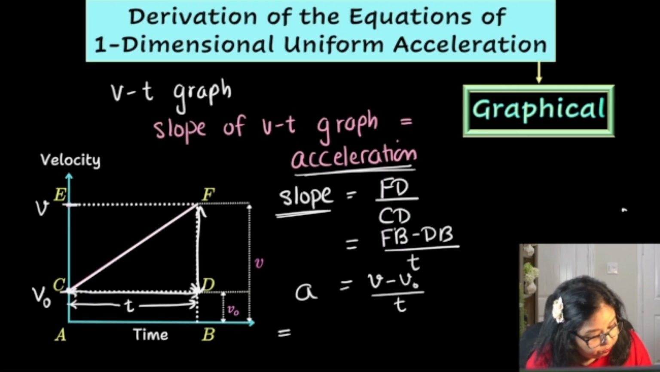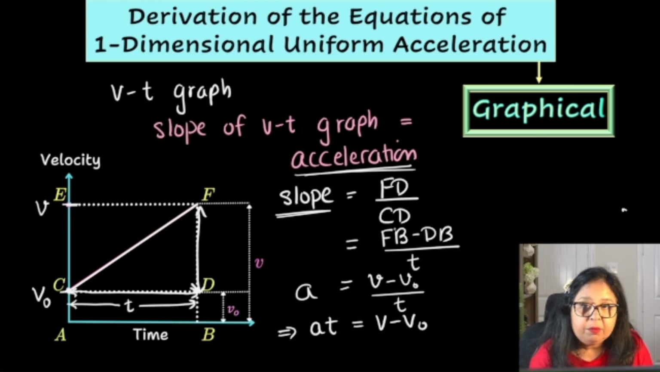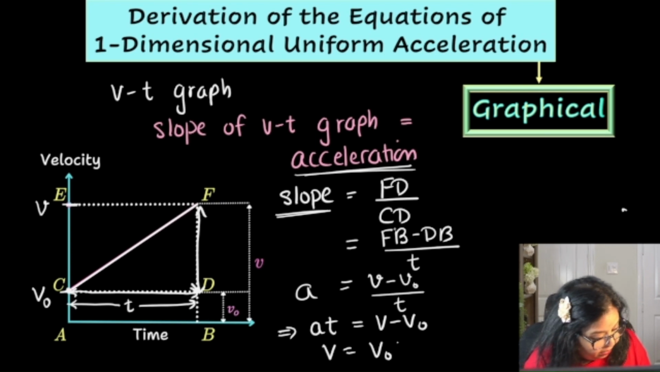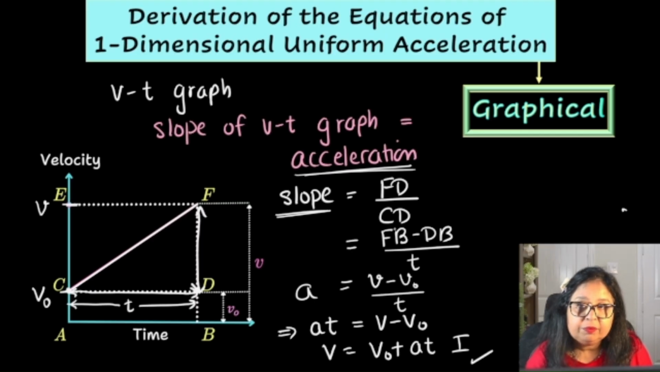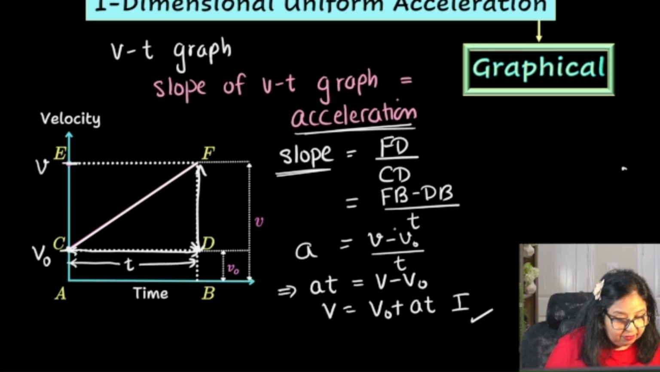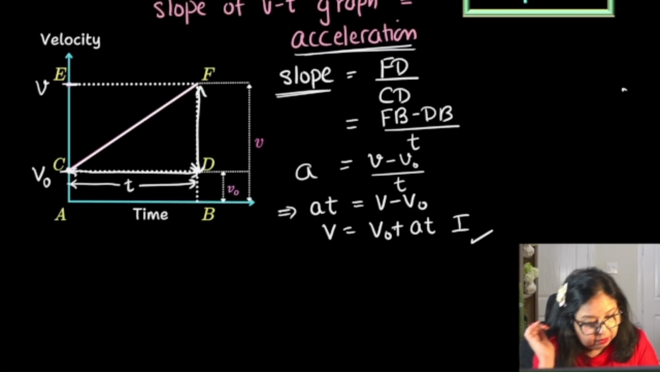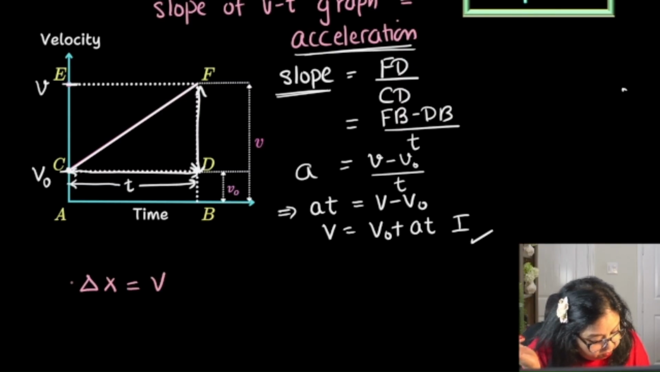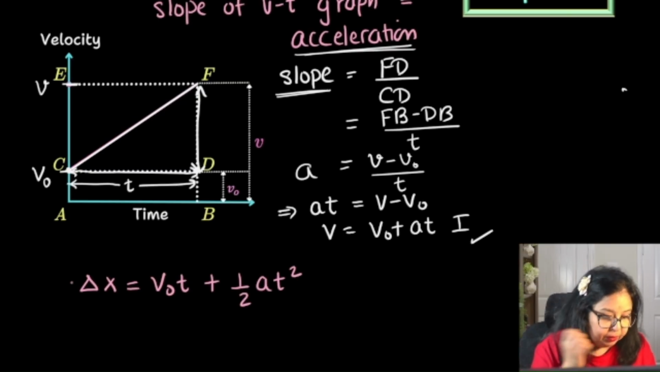From here, we know what to do. Multiply both sides by t, and you get at equals V minus V naught. Now go ahead and what do? You add V naught to both the sides, and you get V equals V naught plus at. And that is nothing but our first equation of motion, already derived. Now to get the second equation of motion. Okay. What's the second equation of motion? That says delta x equals V naught t plus 1/2 at squared.